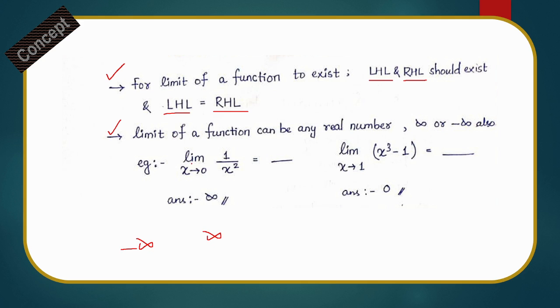For example, limit x tends to 0 of 1 by x square. The answer is infinity. And limit x tends to 1 of x cube minus 1, the answer is 0. If you put 1 here, 1 cube minus 1 equals 1 minus 1 equals 0. So the answer is 0.